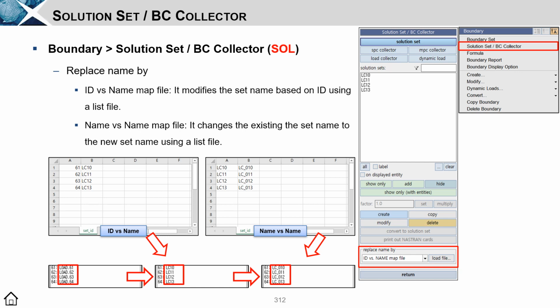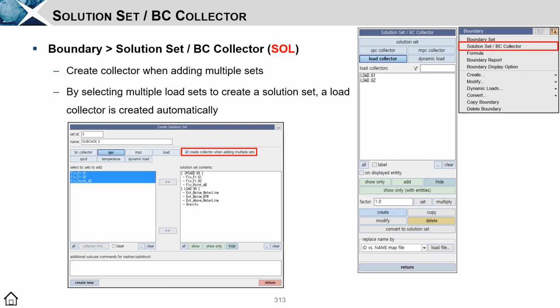The Replace Name command allows the user to modify the name of the boundary set at once using the list map file. There is an option that creates a collector when adding multiple sets. This option automatically generates the load or constraint combination, so you don't have to worry about collectors.